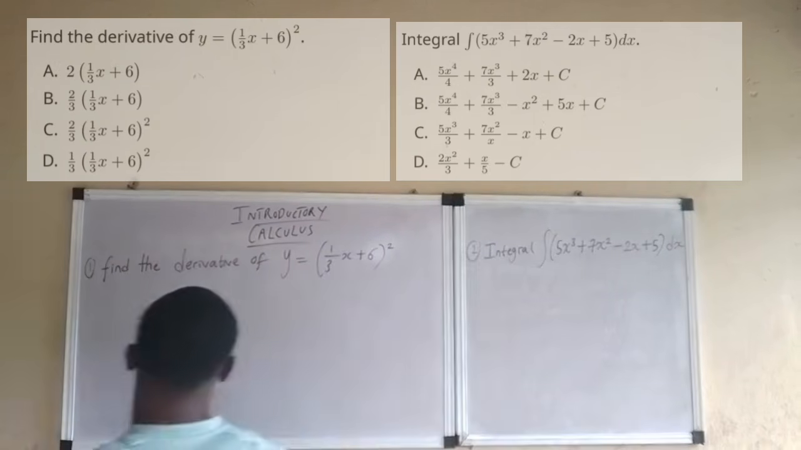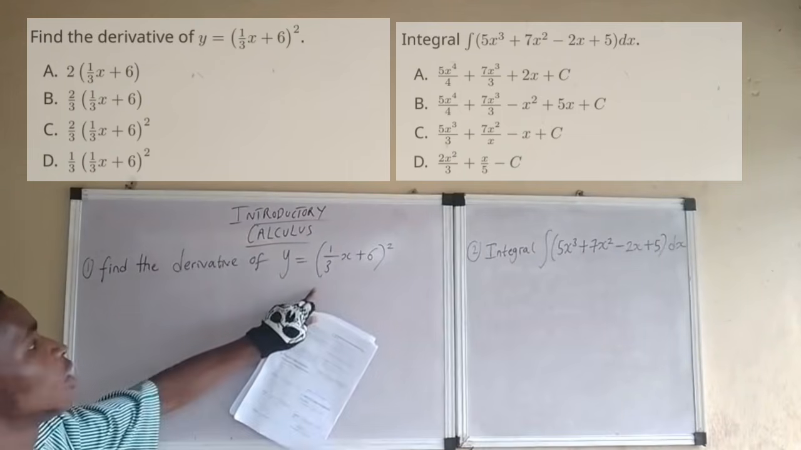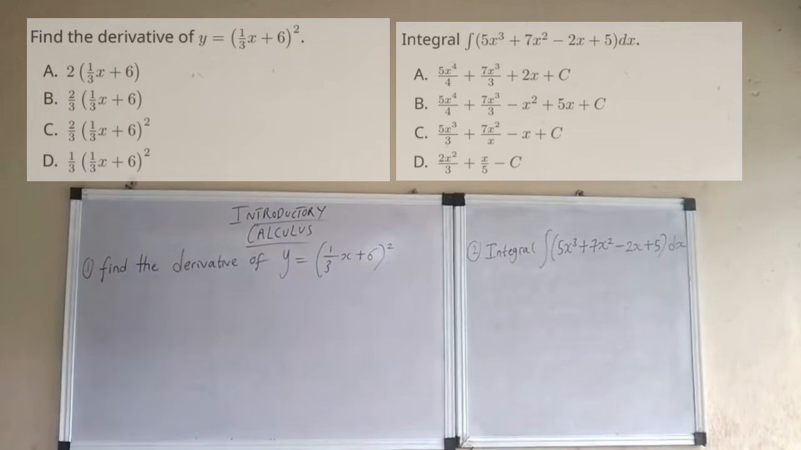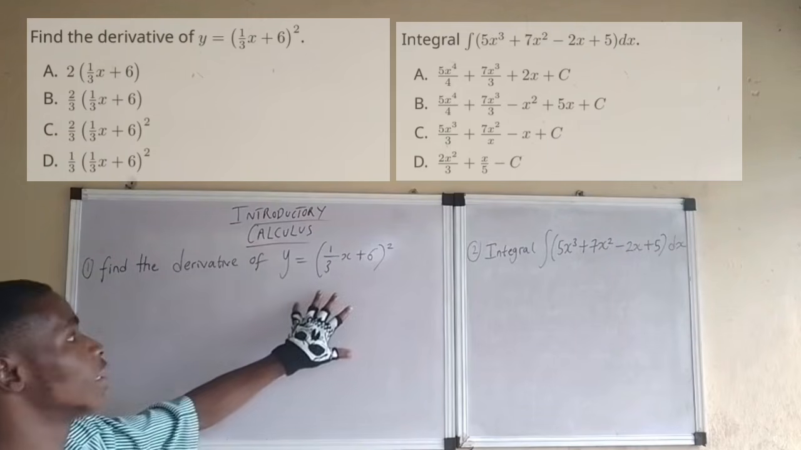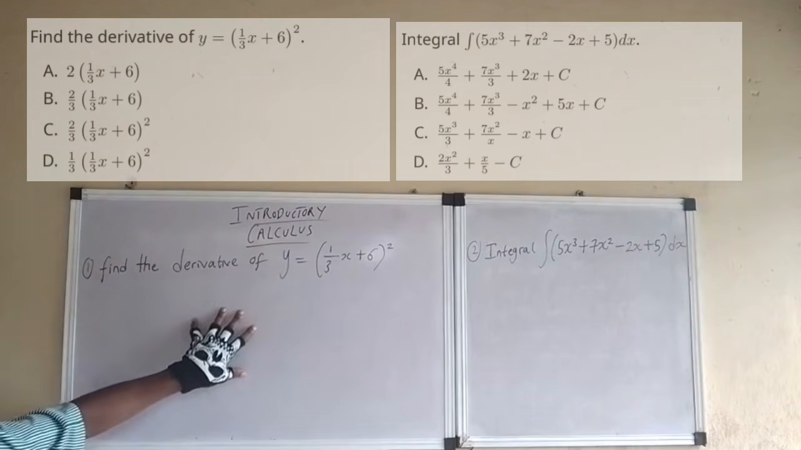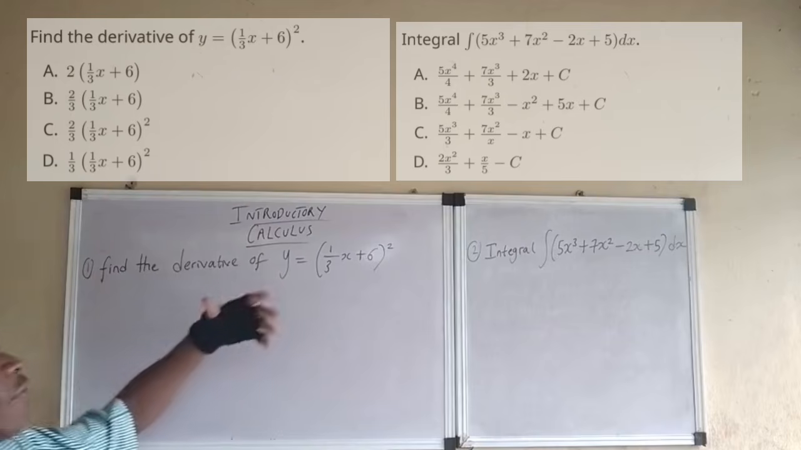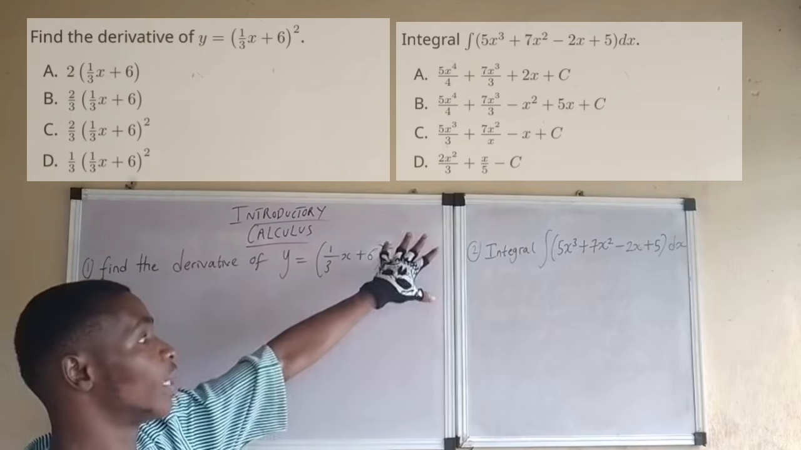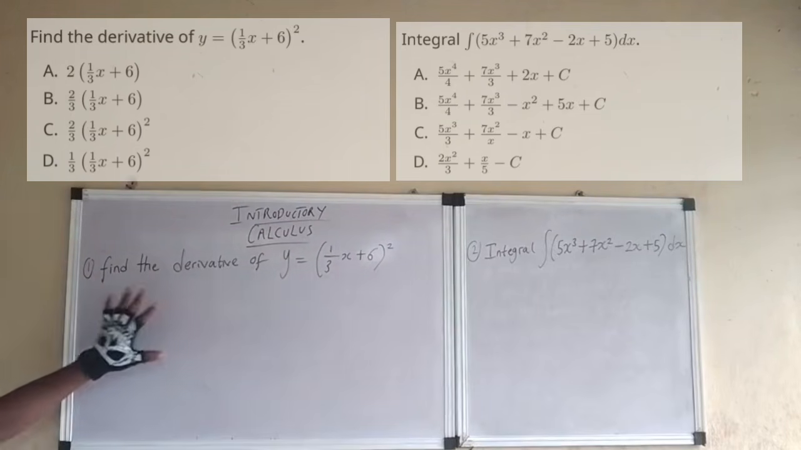Now, this question says we should find the derivative of y equals (1 over 3x plus 6) all squared. Now, the standard differentiation formula that you need to know has already been shown to you, like you saw earlier. So what are we going to do in this case? This question here needs to be solved using chain rule. You use chain rule when you have a value in a bracket raised to a power, and you have to find the derivative. Do you understand?